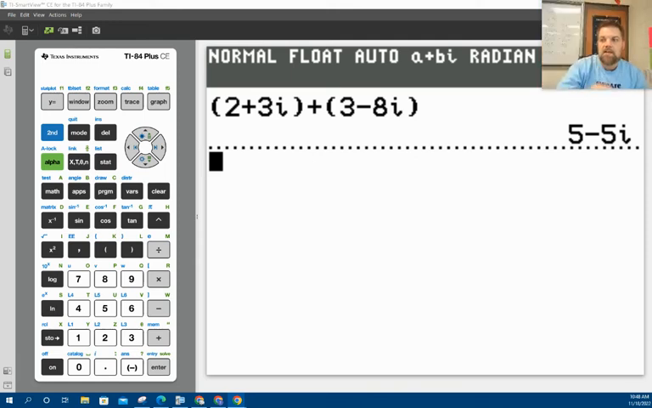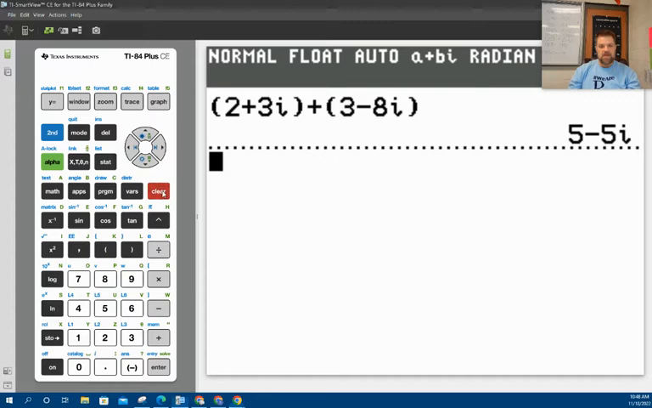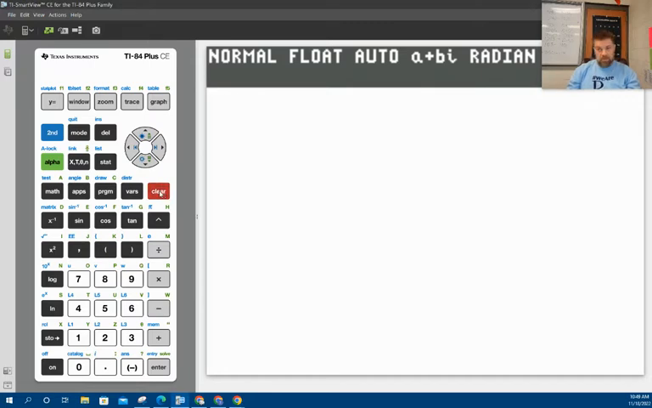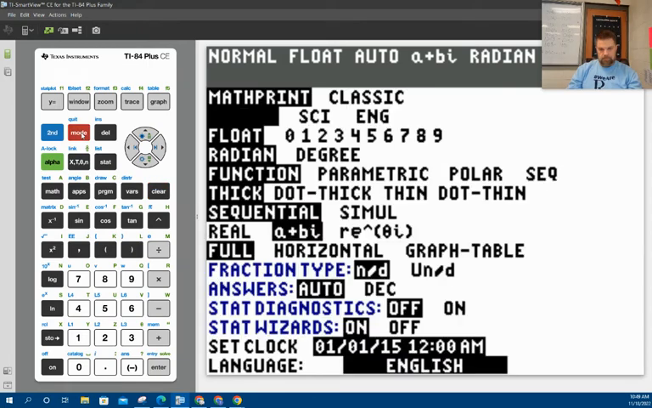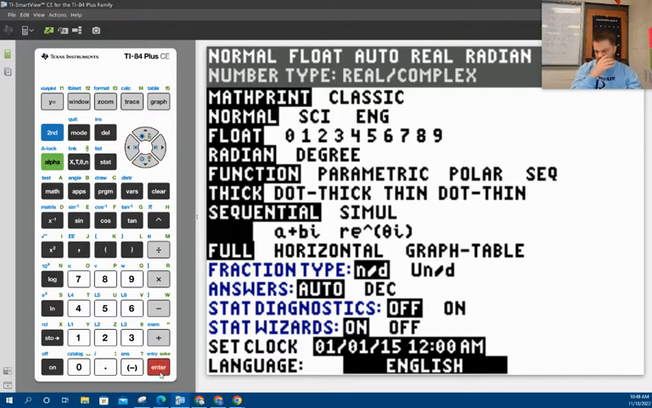All right, guys. I'm just going to make a quick video to show you how to do complex numbers on your calculator. So the first thing that you want to do is click on Mode. And when you get to the menu, you're going to want to scroll down to where it says Real. Most of the time, your calculator will say Real. But when you want to do complex numbers, you have to highlight A plus BI and then hit Enter.